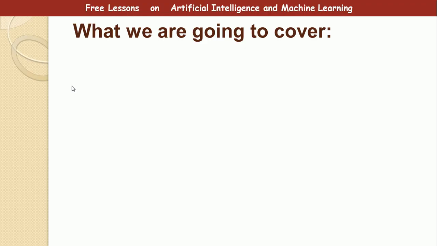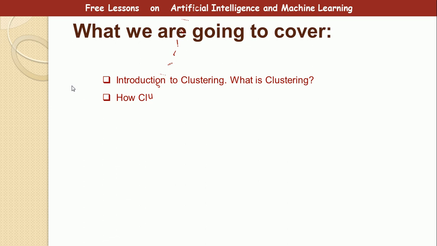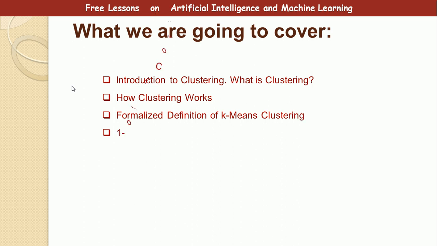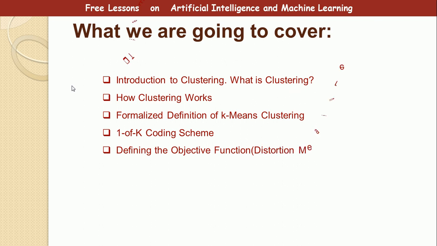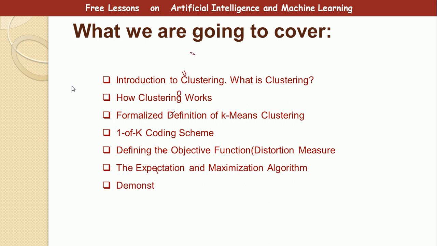Alright, what are we going to cover in this lesson? First, an introduction to clustering: what really is clustering, and how does clustering work? Then we take a formalized definition of k-means clustering. Then we look at the 1-of-k coding scheme, more like the algorithm for clustering. And we look at defining the objective function, also called the distortion measure. Then we look at the expectation and maximization algorithm, the actual clustering algorithm. And then we go ahead to demonstrate k-means clustering.